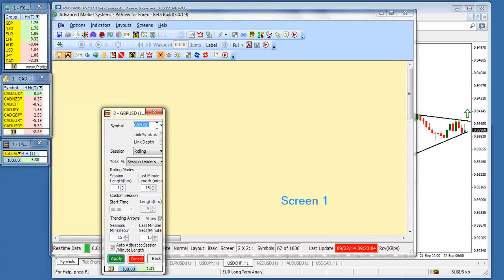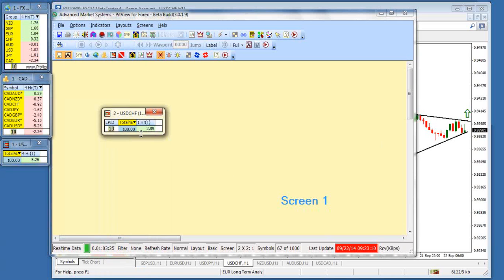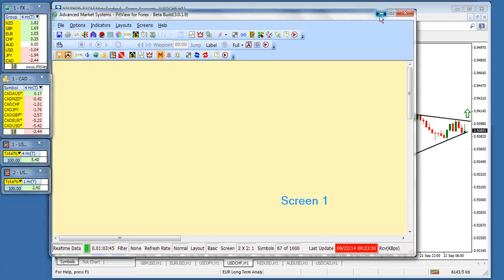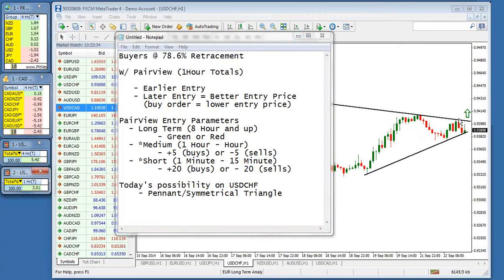I also need to change the symbol. So I just right click on that. I'm going to change this over to dollar Swiss. There we go. Apply it. So right in here, when you look at dollar Swiss, I've got a 4 hour pair view up here. I know I got a 4 hour on there, but I got a 1 hour on here also. We're going to look at a couple of time frames here today. So it's showing a buy-sell imbalance on dollar Swiss of a positive 2.9.